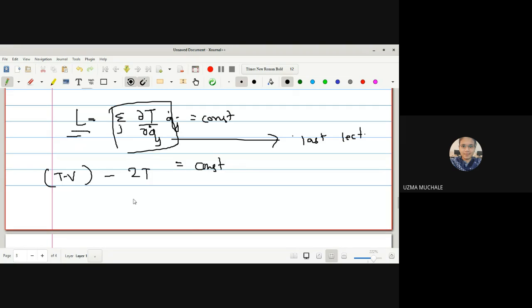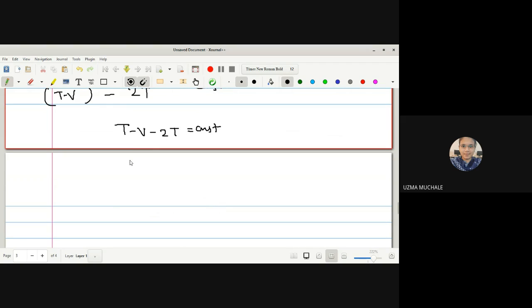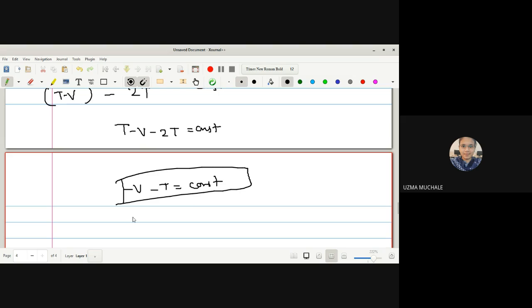The value of L is nothing but T minus V. So we get T minus V minus 2T is equal to constant. So T minus 2T, what is the result? Tell me, what is T minus 2T? Minus T. So we get minus V minus T is equal to constant. You can merge the minus sign into the constant, because the constant may be negative or positive, we don't bother. So we get T plus V is equal to some constant term.